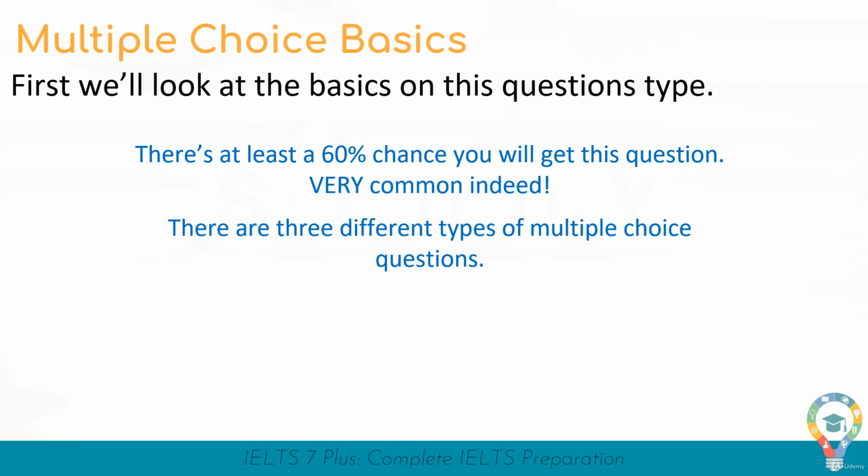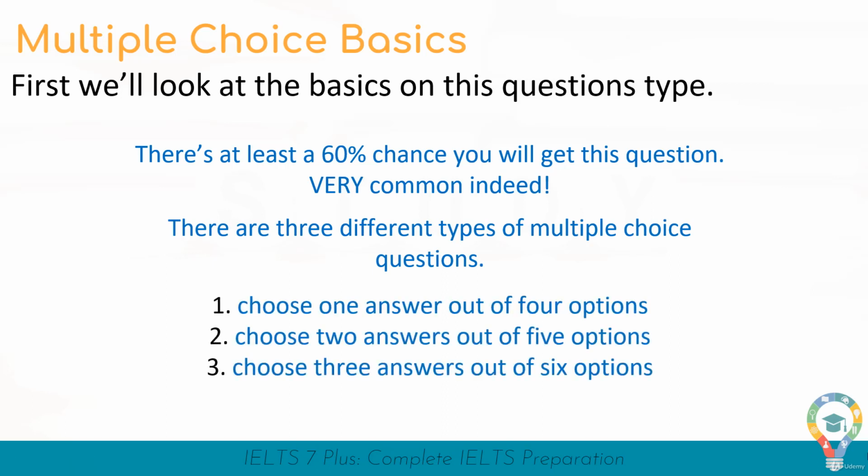There are 3 different types of multiple choice questions, and here they are. First, you have to choose one answer out of 4 options. Then you have to choose 2 answers out of 5 options, or possibly 2 answers out of 5 or more options. Then you have to choose 3 answers out of 6 options. Number 1, choose 1 answer out of 4, is by far the most common type of multiple choice question you will get. But in this lesson, we will look over all 3.